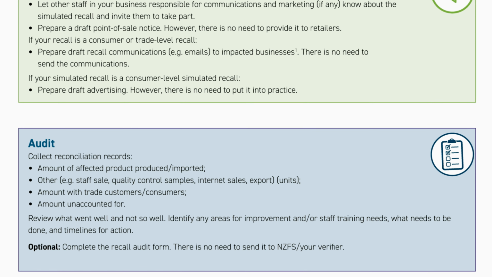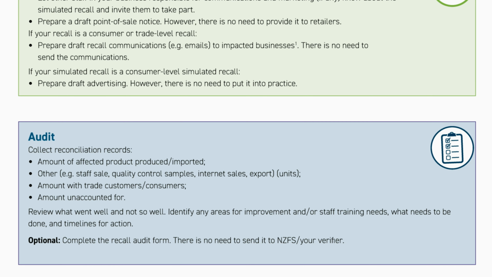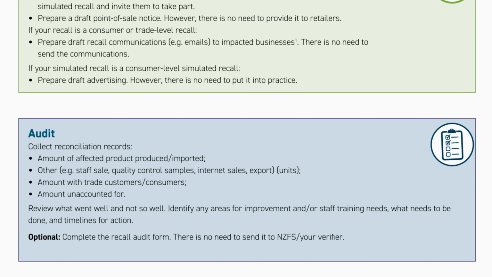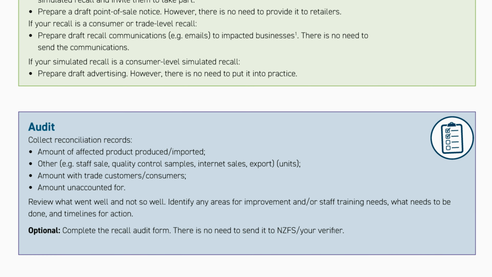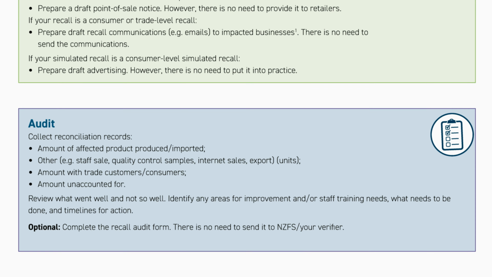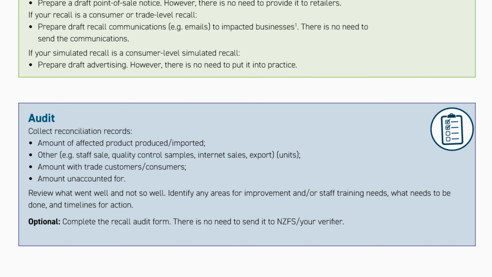Identify any areas for improvement and/or staff training needs, what needs to be done, and timelines for action. Optional: complete the recall audit form. There is no need to send it to NZFS or your verifier.